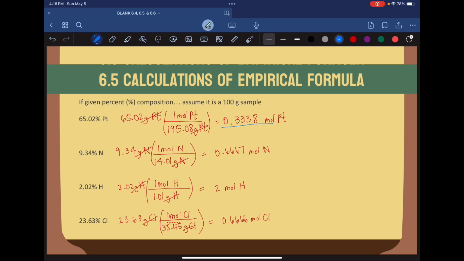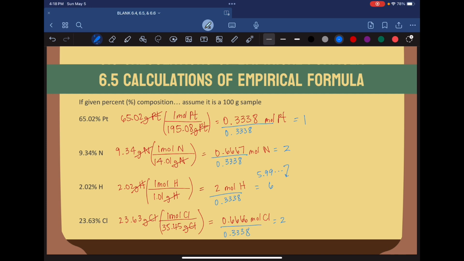be the number for platinum. So divide by 0.3338, divide by 0.3338, divide by 0.3338, and same for the last one. This will be 1, this will be 2, this will go to 5.99, which we will just round to 6, because that's more or less 6. And this will also be 2. Well, it'll be like 2.00 something, but that's practically 2.